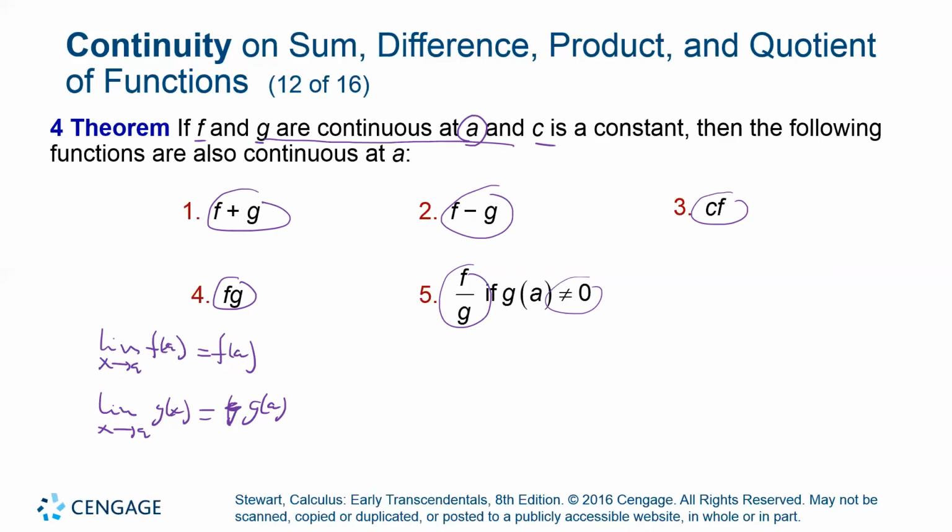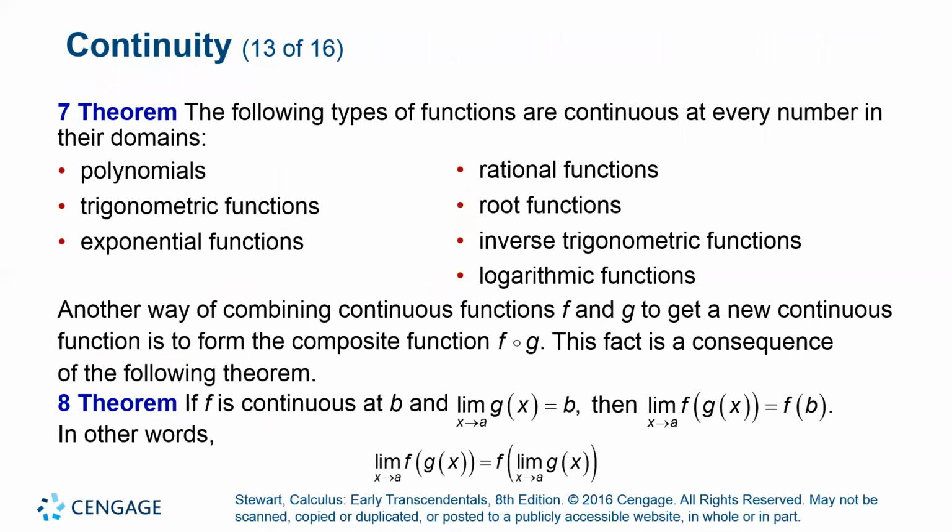And the next one is about composite functions, and generally speaking, polynomials in their domain. All right. So this is a theorem that says the following types of functions are continuous at every number in their domains: polynomials, trig functions, exponential functions. Remember, exponential functions look like this, and the domain is also all real numbers, right? Because the graph looks like that. Then the rational functions, inverse trig functions, and logarithmic functions, all continuous on their domain.